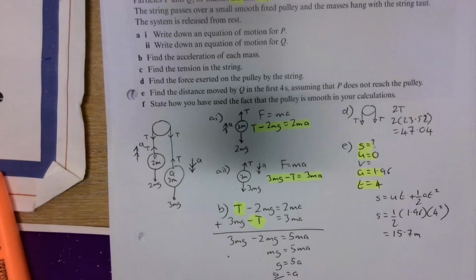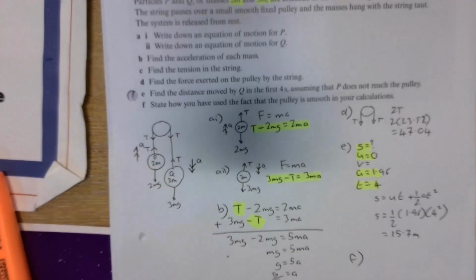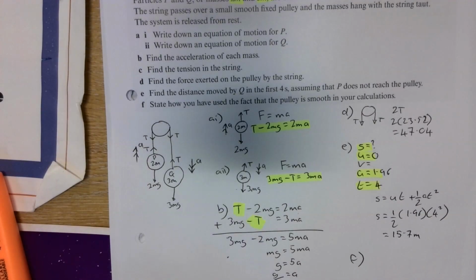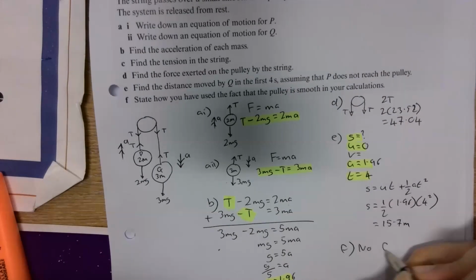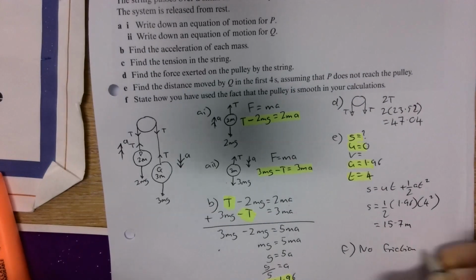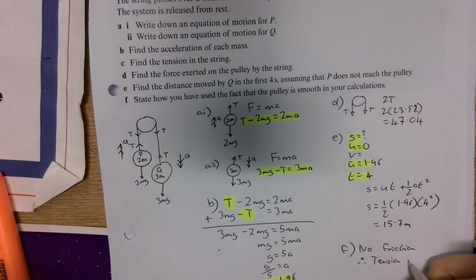Right, and part F: state how you've used the fact that the pulley is smooth in your calculations. Well, what did we say about the pulley being smooth? We said that if the pulley was smooth, it means there's no friction, and if there's no friction, it means the tension is the same. So we put no friction, therefore tension is the same throughout the string.